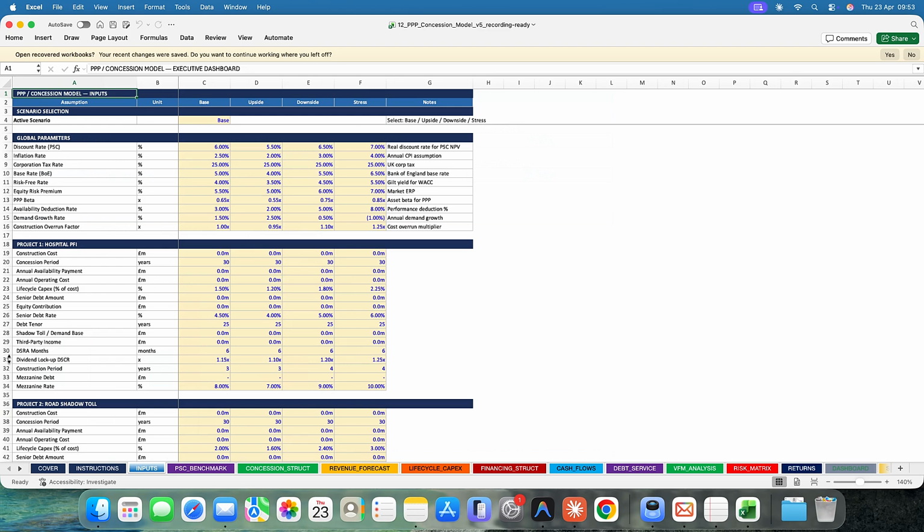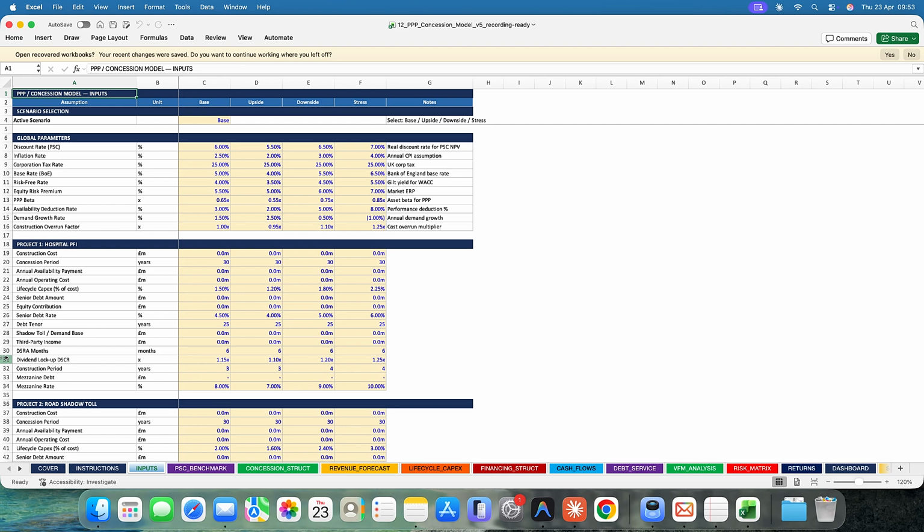Every parameter on one tab. Construction period, concession tenor, payment mechanism, availability versus demand, indexation, deductions, lifecycle capex, debt terms, equity hurdle. Parameterized for any infrastructure class. Roads, hospitals, social housing, schools, custodial, waste. Not hard-coded. Not simplified to fit a template.